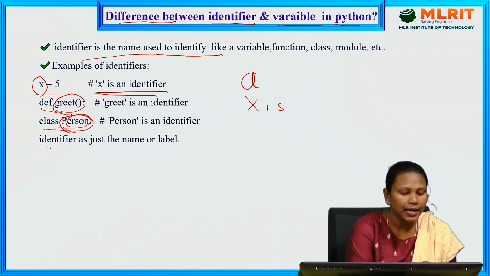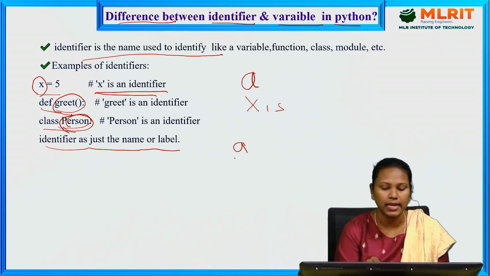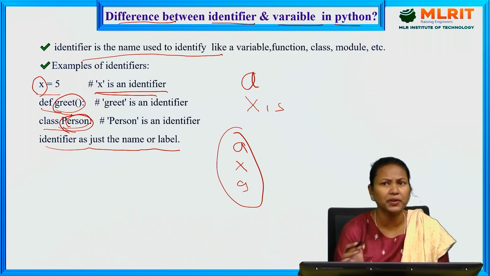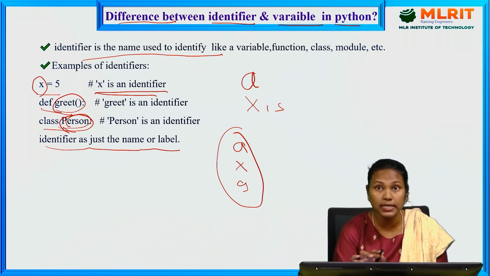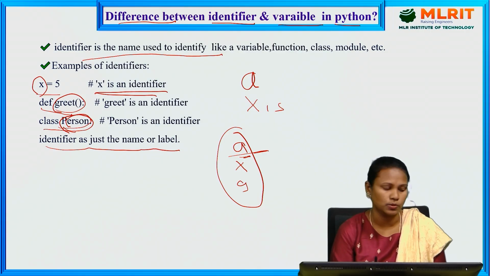Next one, an identifier is just a name or a label. So the A, the X, the grade, the person all come under identifiers. But they are performing different operations. Whatever the things we use for defining and assigning values, we are using identifiers. It must follow some rules. I already discussed all those rules.